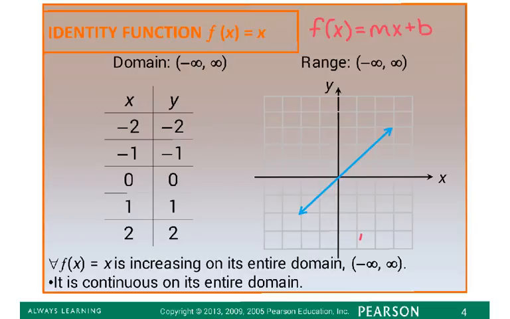Okay, so this is what our basic function f of x equals x looks like. This line right here is the identity function. And later on in the next section, like I said, I'm going to be using this right here to graph the rest of the types of linear functions that we come across.